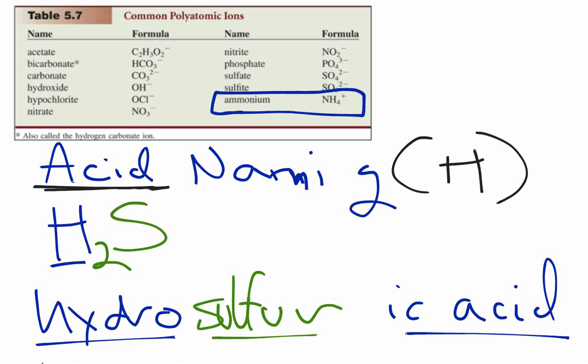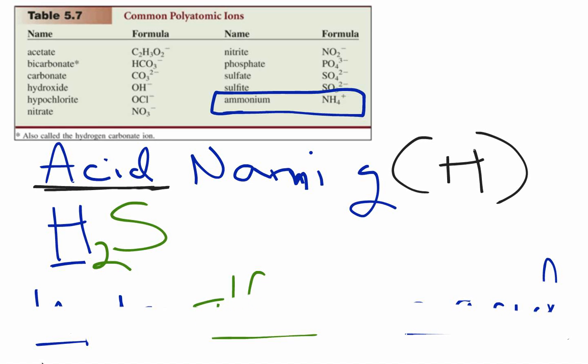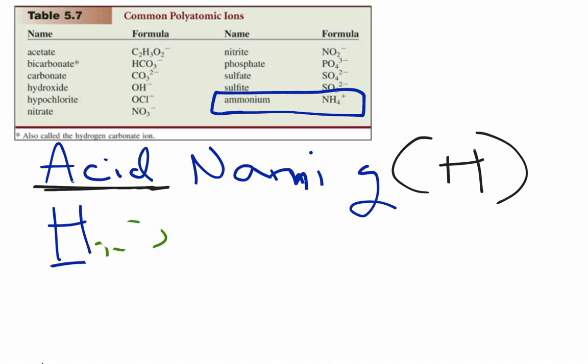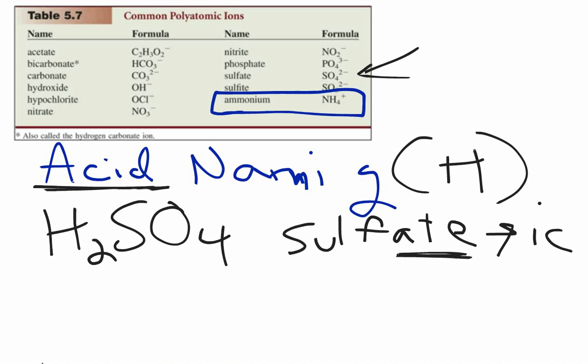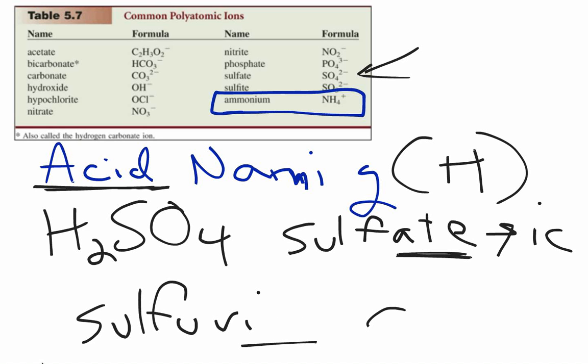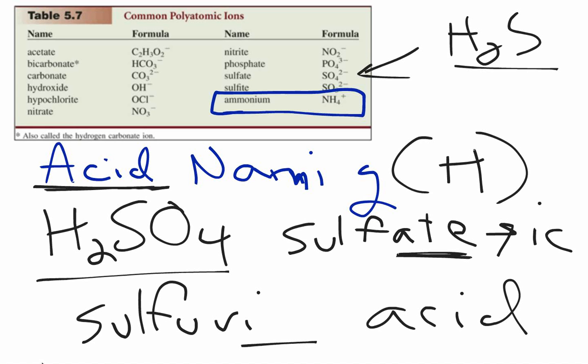But now here's where things can get a little bit tricky. This is hydrosulfuric acid, right? H2S. But we could also have hydrogens bonded to this sulfate polyatomic ion. We could have H2SO4. Now this is not hydrosulfuric acid. If we have a sulfate, an ATE ending acid, that is going to become just an ic acid. So this is sulfuric acid. We had hydrosulfuric, which was this. This is just sulfuric acid.